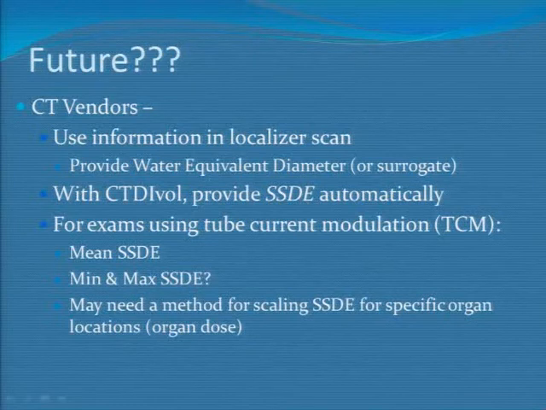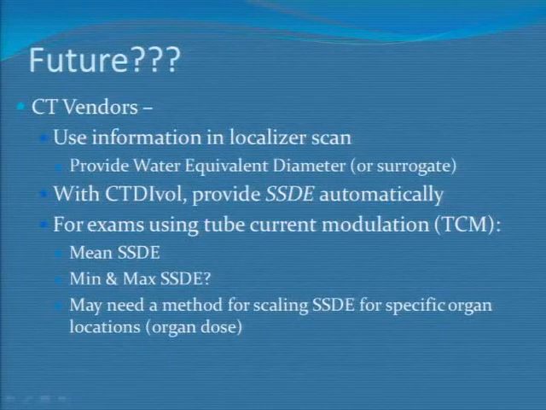How would we extend that? If it's telling us something about the average dose through a cross-section, we'd have to get the vendors on board to look at the information in the localizer and provide some kind of water equivalent diameter or surrogate that we could then use to provide SSDE on an automatic basis through the whole scout, so that you could then, hopefully automatically, figure out roughly where these organ systems would be and assign SSDE to those in a way that would give us a rough organ dose measurement, or prediction, I guess would be a better term.